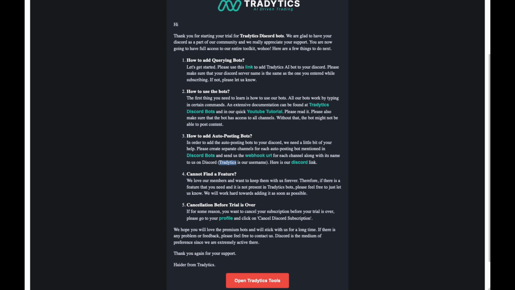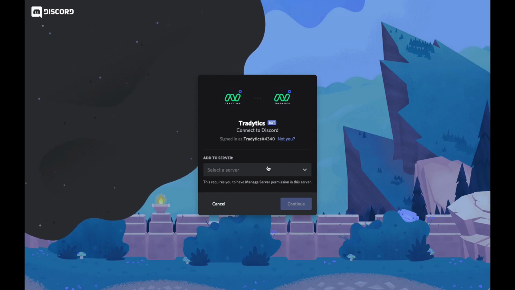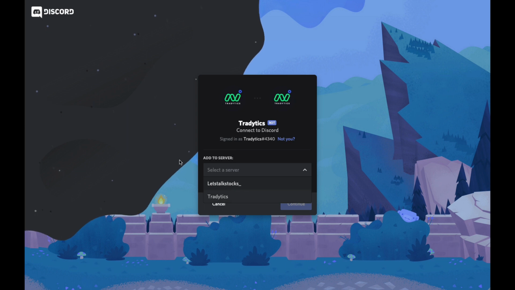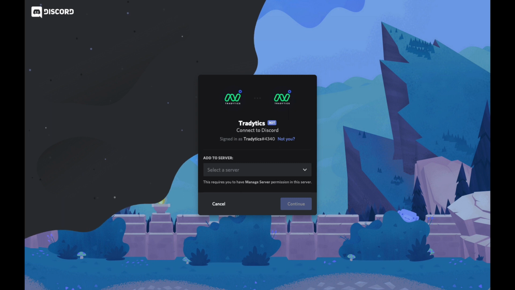When you do that, you're going to see something like this. Then you can just go to your server, click continue, and add our board. It's one or two steps, and then your board is going to get added to your Discord, and you can just start doing all those queries and you'll get results back.